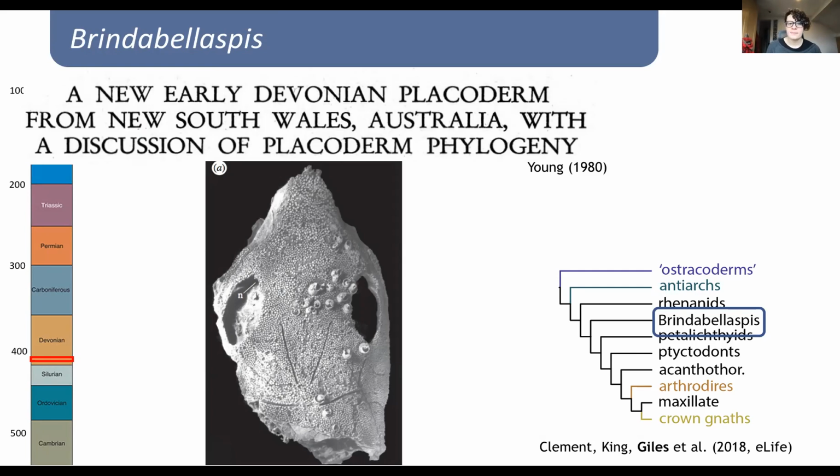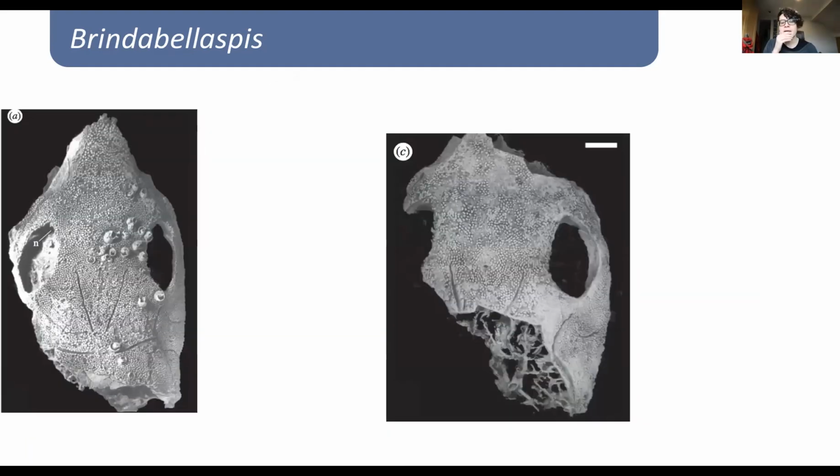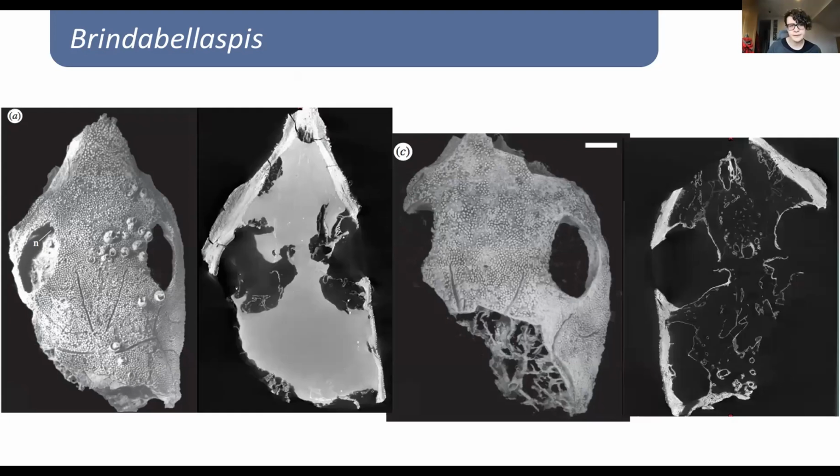Because of its body plan, because it's quite dorsoventrally flattened and has these eyes on the top of its head, it's thought to be quite primitive. So it's thought to be quite closely related to things like antiarchs and jawless fishes. So we CT scanned two specimens: the original specimen that was described in 1980, as well as a new specimen. And I worked with colleagues in Australia, China, and Sweden to do this.